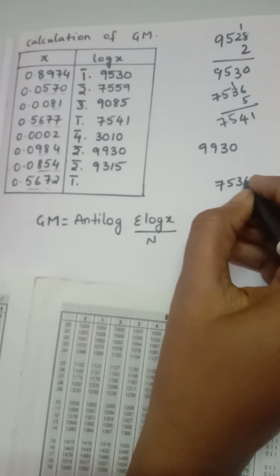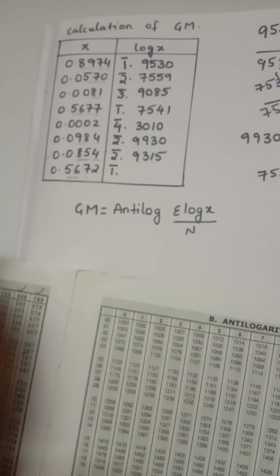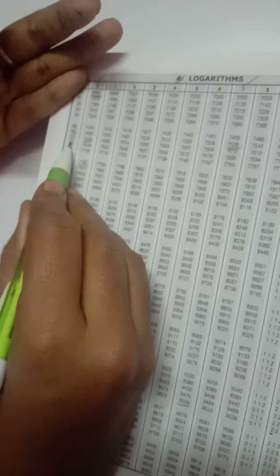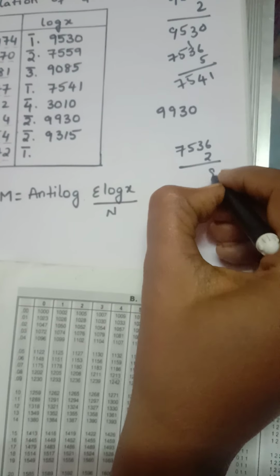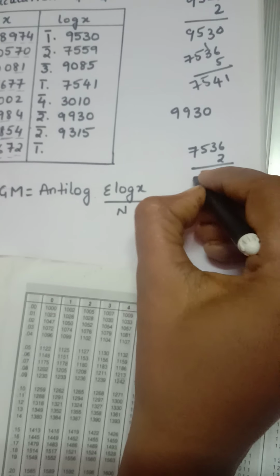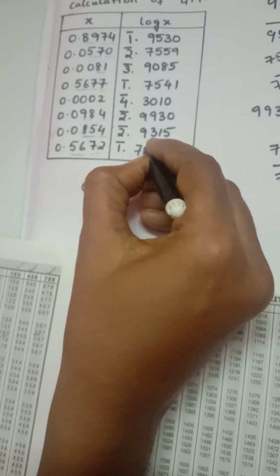7536 is the value we have, and the mean difference is 2. In the same column, 56, 7th column, mean difference 2 means 2 is the only value. So we have to write the 2 value. 8, it becomes 7538. 7538 is the value we got.